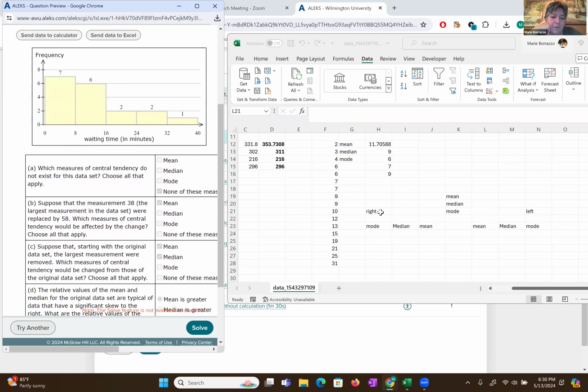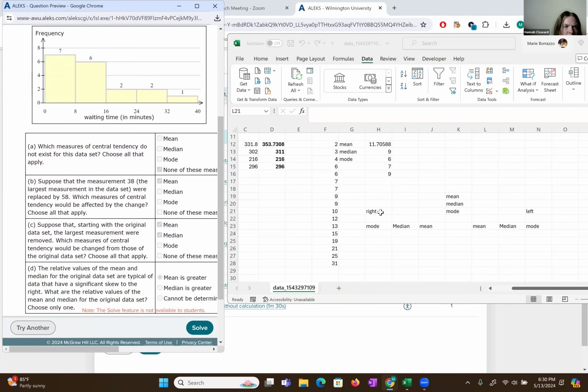The question with the first part, with A: as long as there's at least two or at least three numbers, there's always going to be a mean and a median, right? The mean is always going to be the first one, which is the average. And the median is going to be that central point that divides it in half, 50-50.